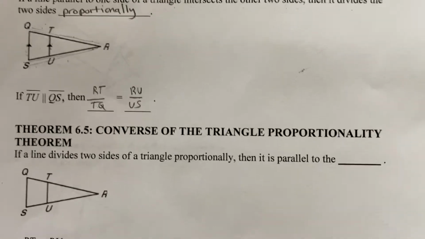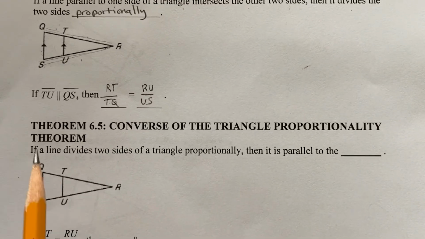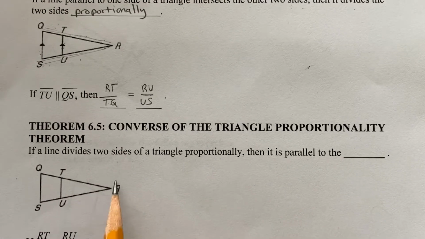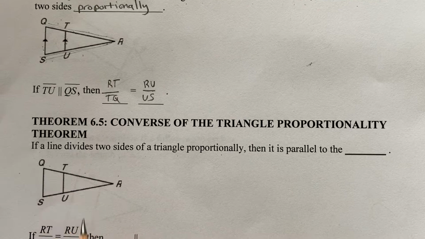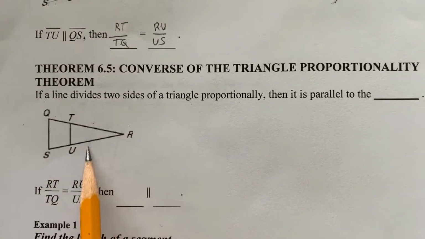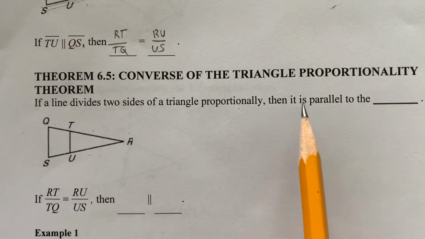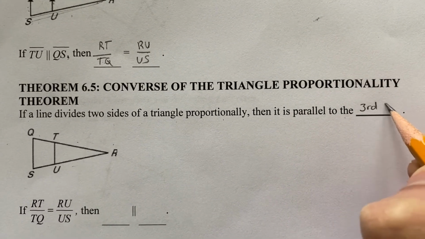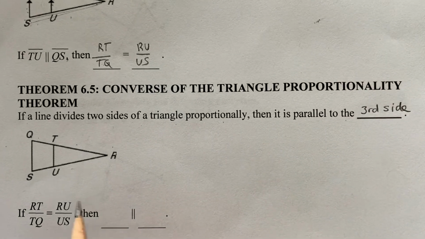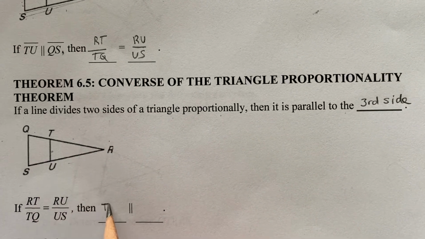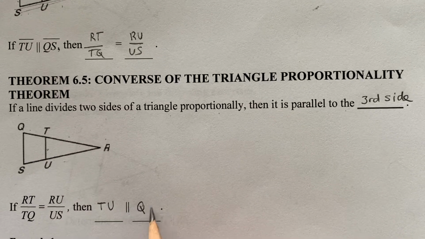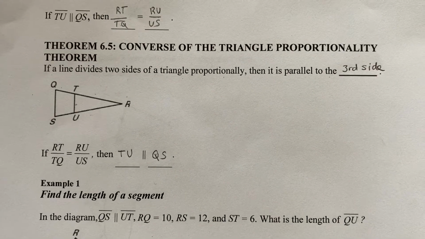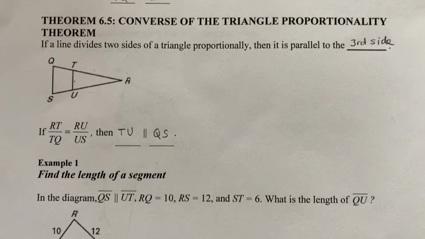And the converse is basically the opposite. It reads, if a line divides two sides of a triangle proportionally, in other words, RT is to TQ as RU is to US, then it is parallel to the third side. In other words, TU is parallel to QS. So we only have really one theorem here, and let's take a look at the first example.